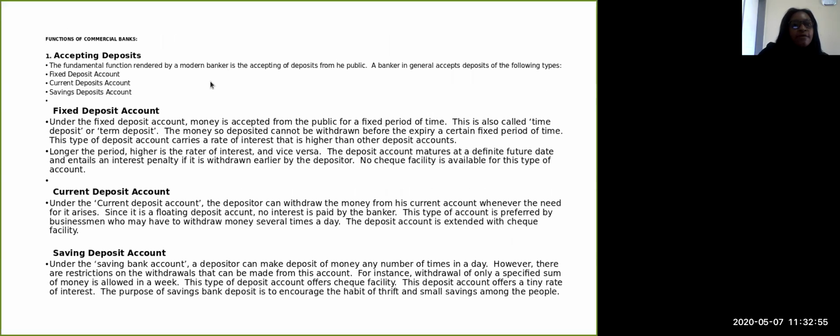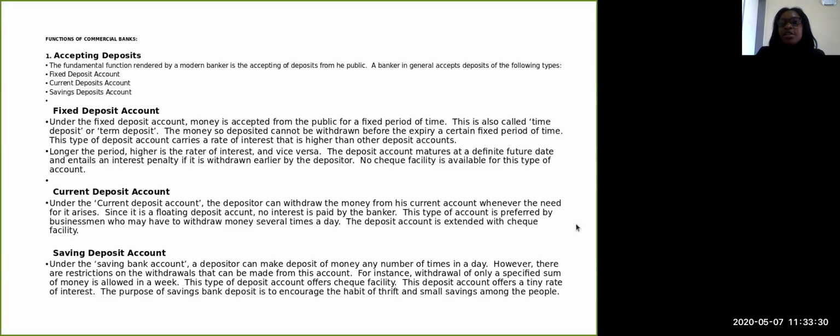We now look at the functions of commercial banks. We have a number of them. The first one we'll look at is accepting deposits. So the fundamental function rendered by a modern banker is accepting of deposits from the public. It is the duty, or rather a function, of the commercial bank to collect savings of the community by accepting deposits from them.